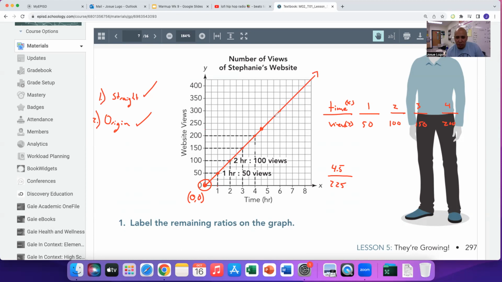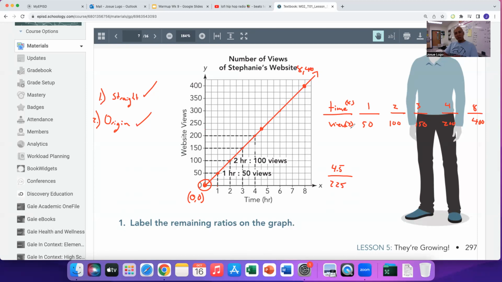Let's choose a different point on this line. Let's say we have 8. So in 8 hours, where is the line? It's right here. That means that you should have 400 views. So for 8 hours, there should be 400 views. Notice that I can use that and add that to the table. So if my time was 8, then it would be 400. Notice that that is in line with all of these ratios. It would simplify all the way back to 1/50.